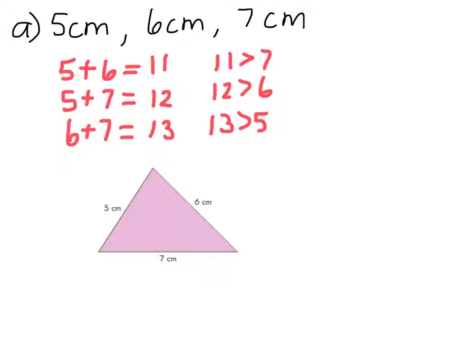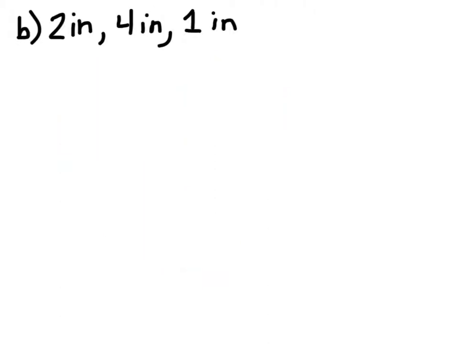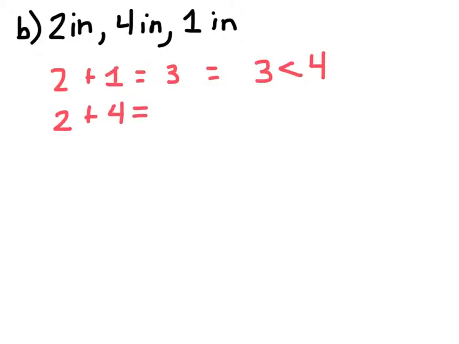Let's try another example like this. Our three side lengths in example B are 2 inches, 4 inches, and 1 inch. Let's test it out. 2 inches plus 1 inch equals 3 inches. And 3 is less than 4. That's not good. Let's try another one. 2 inches plus 4 inches equals 6 inches. Well, this one passes. 6 is greater than 1.